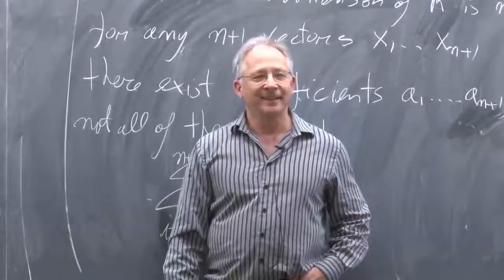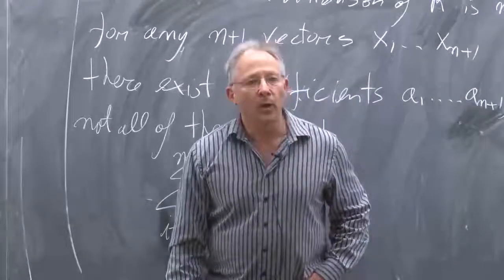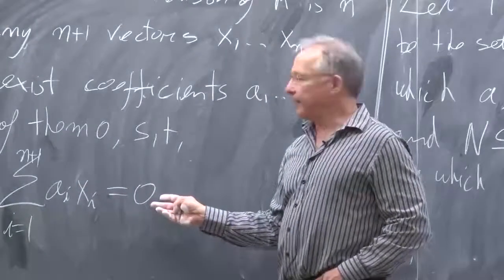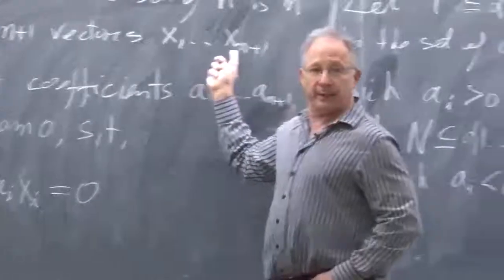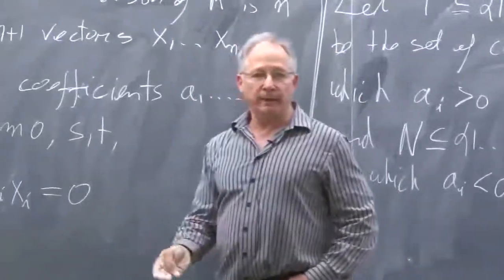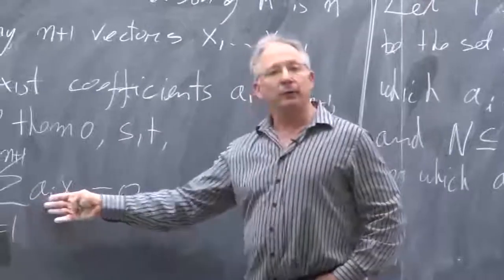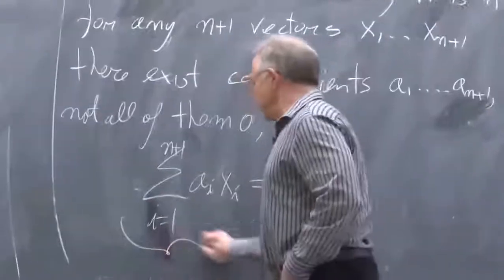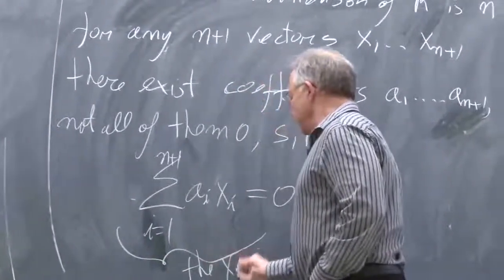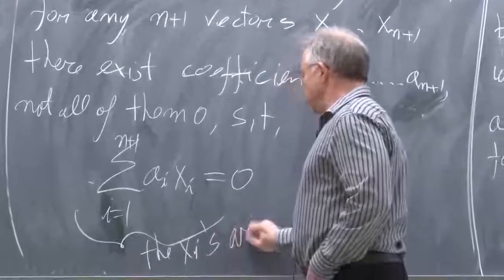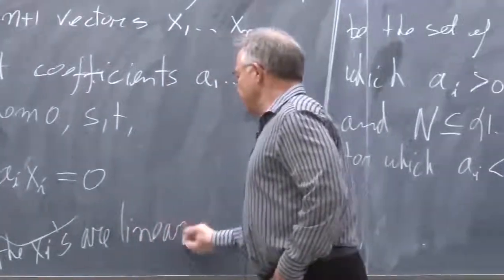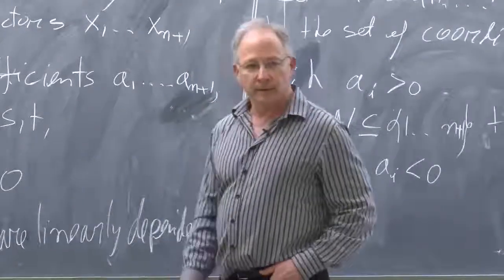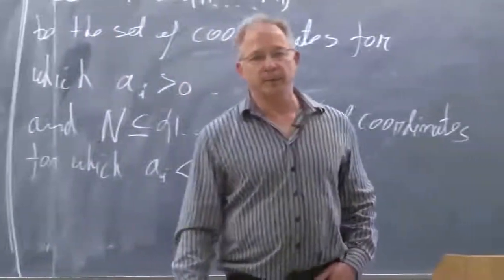Is there a proof that sigma ai xi is always 0? The proof that there are ai's such that this will be 0 is just the claim that every n plus 1 vectors in Rn are linearly dependent. Linearly dependent means I can find a combination that will zero them out. That is just saying the xi's are linearly dependent. There is a combination that makes them 0.